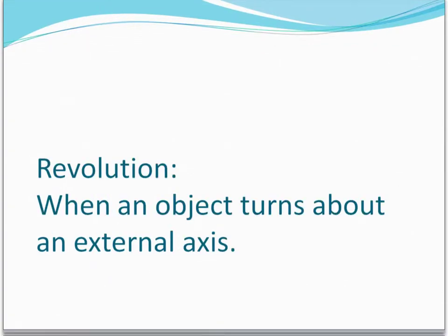Now we have revolution. When an object turns about an external axis, like I was talking about. Like the Moon revolves around the Earth, the Earth revolves around the Sun. So the Earth rotates around an internal axis and revolves around an external axis, which would be the Sun.